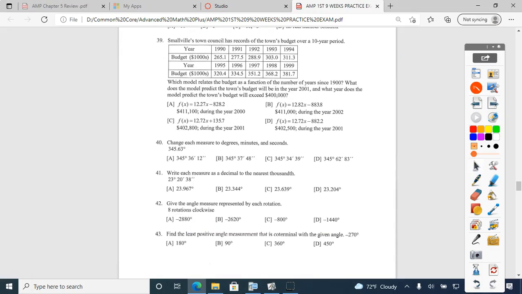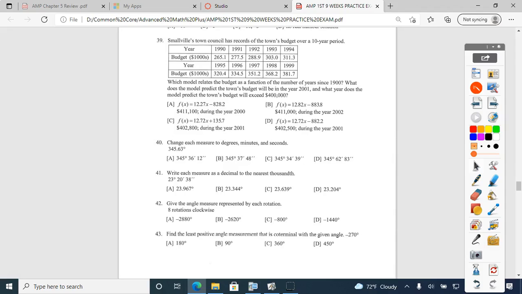Smallville's town council has records for the town's budget over a 10-year period. Which model relates the budget as a function of the number of years since 1900? What does the model predict the town's budget will be in the year 2001? And what year does the model predict the town's budget will exceed 400,000? So we can kind of do this by process of elimination.